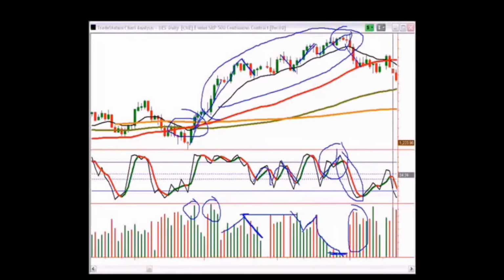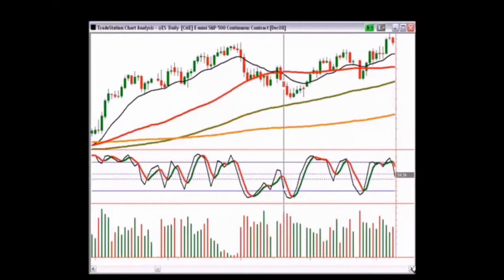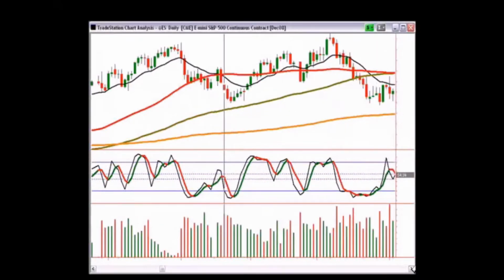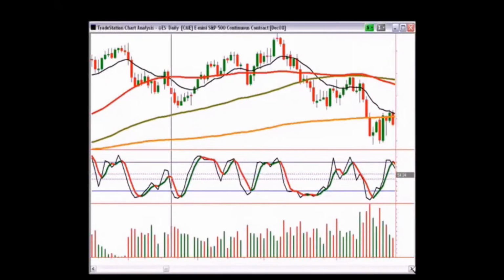It really stands out. Okay, let's move our chart to the right because I have some very interesting things to show you here. We need to move it even further. Okay. So here's where we were looking before. There's that dramatic move down in volume on this higher high.